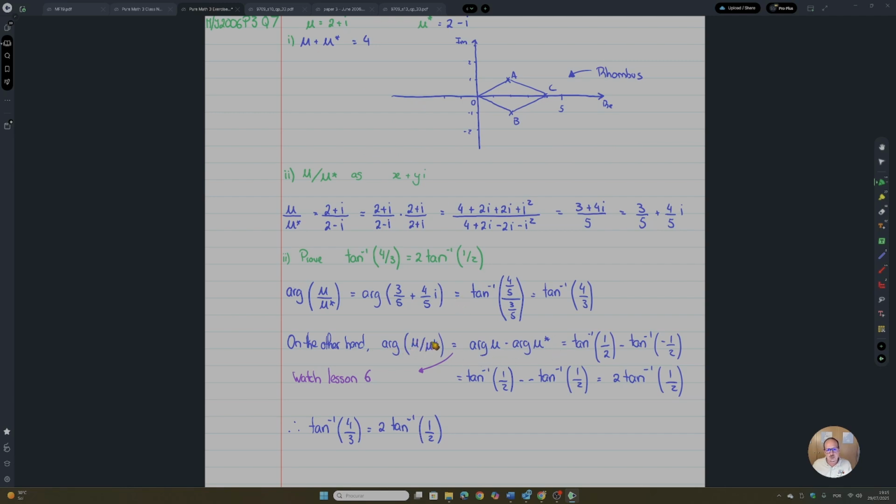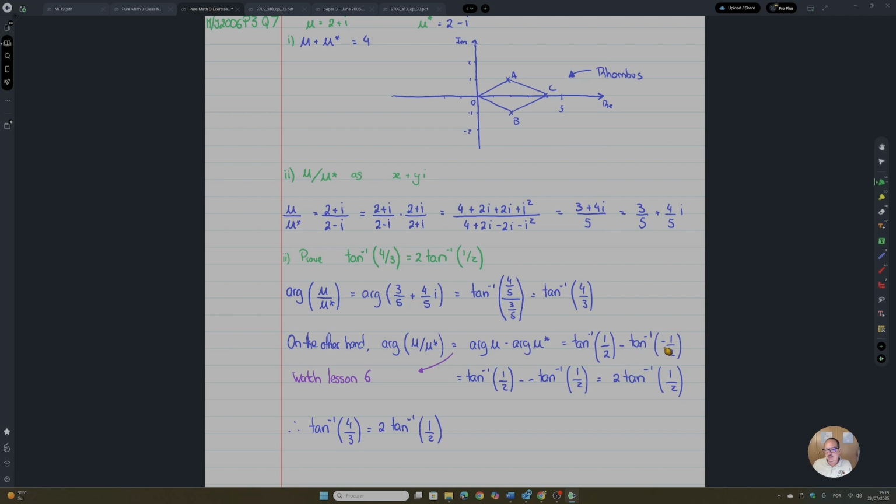So the argument of two complex numbers being divided equals the argument of the first minus the argument of the second, okay? What is the argument of u? If you just look at u, the argument of u is tan negative 1 of 1 over 2. The argument of u star is tan negative 1 of minus 1 over 2. Okay? Here you have it.